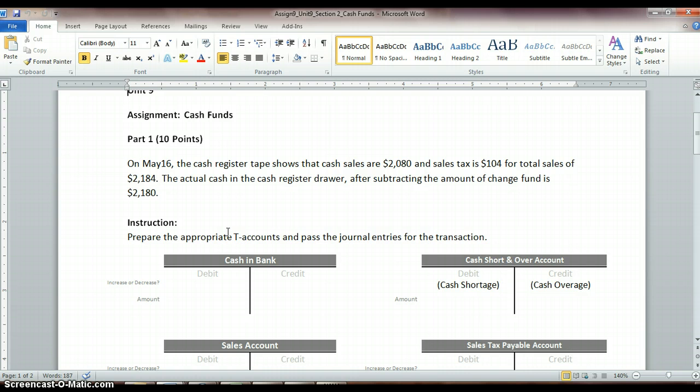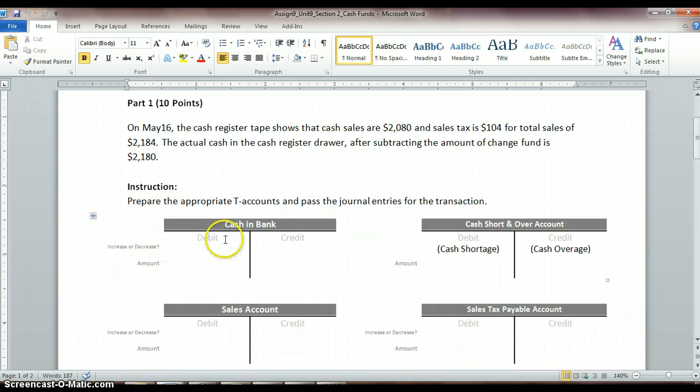So let's look at this example and decide if we need to record a cash shortage or a cash overage. On May 16th, the cash register tape shows that cash sales are $2,080 and sales tax is $104, for total sales of $2,184. The cash that we actually have in the drawer is $2,180. That should tell us right away we are about $4 short of what we should have. So we need to record a cash shortage here.